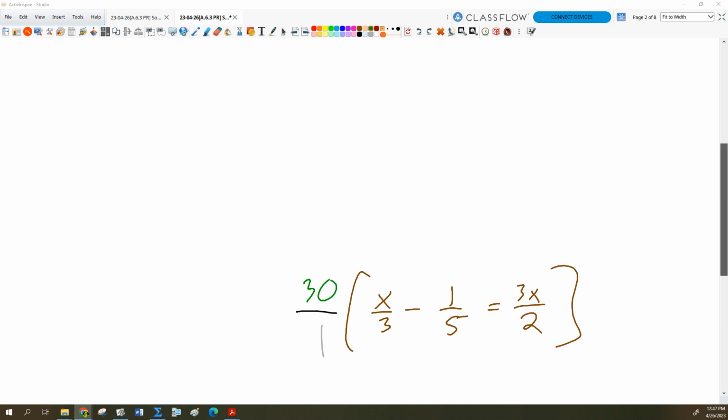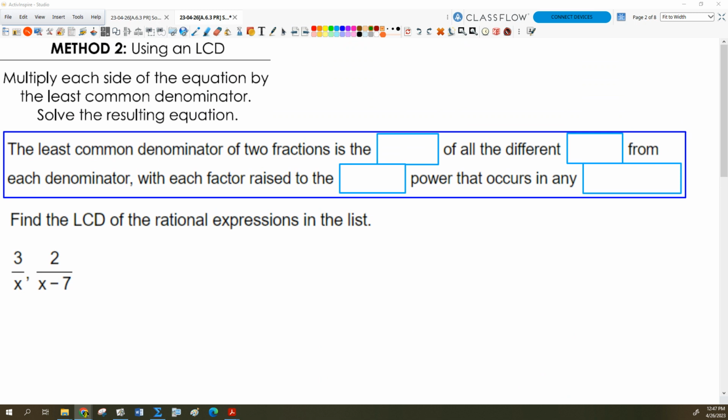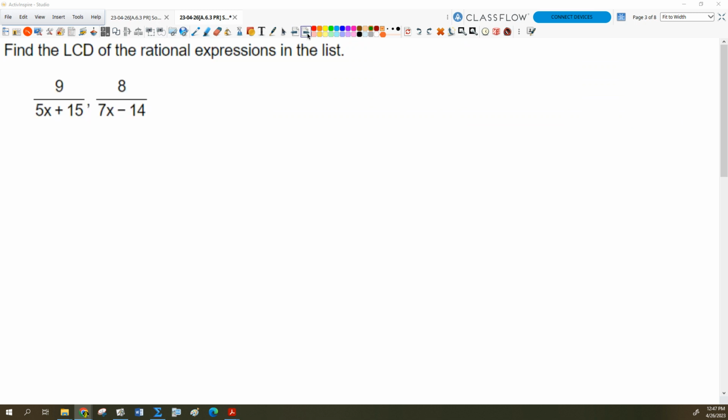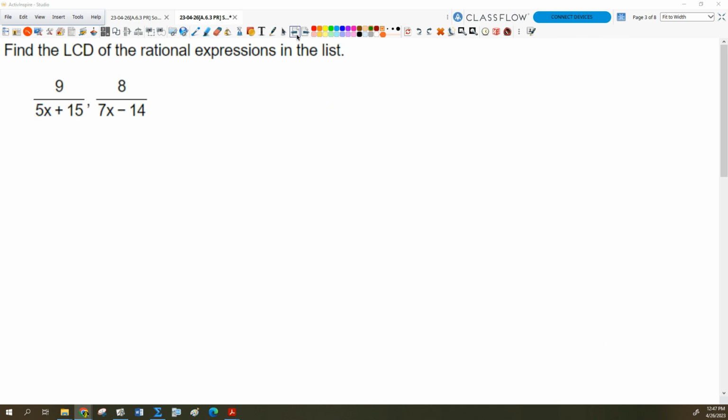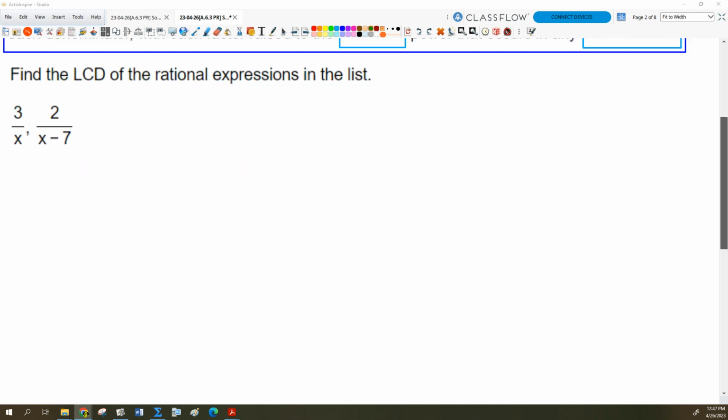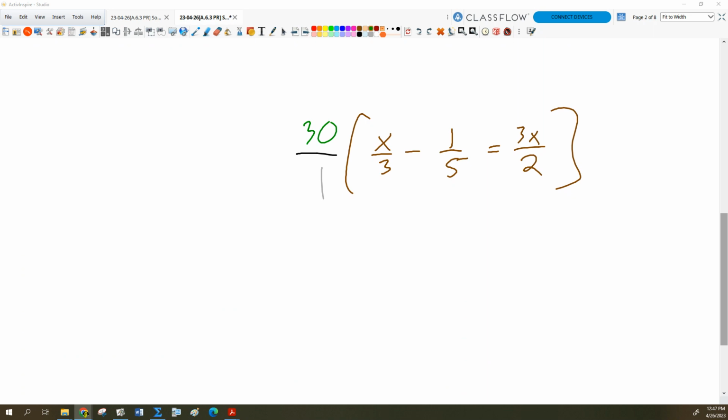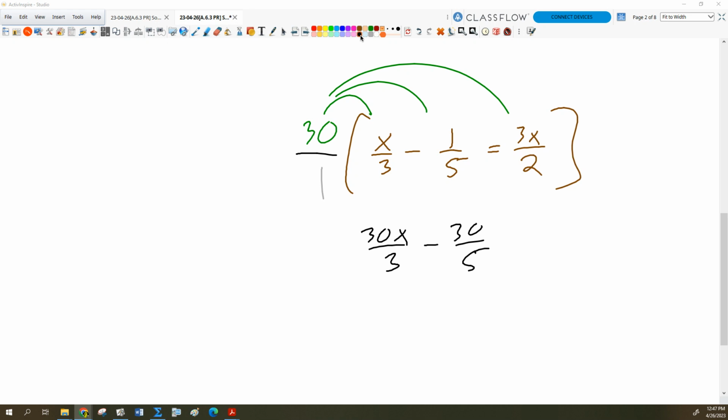Okay. We're going to do the same thing for problems that look like this. Let's just pick one as an example. We want to multiply through by the least common denominator that's going to cancel all of the denominators when I distribute it, just like this one does. If I distribute the 30, what happens? I get 30 over 3, right? 30x over 3 minus 30 over 5 equals 90x over 2.